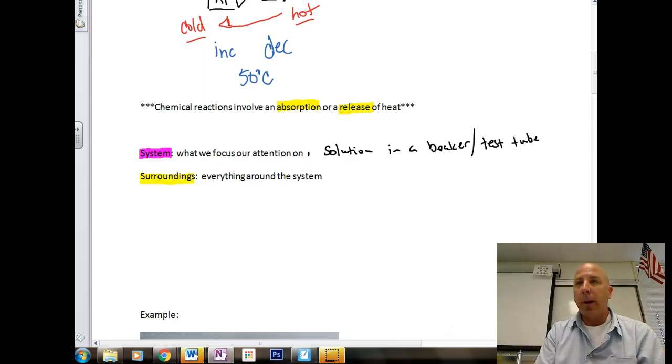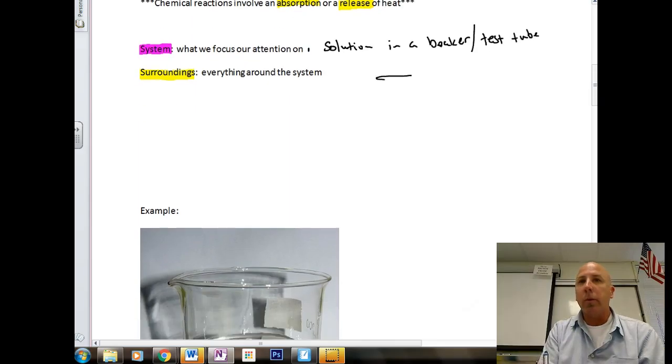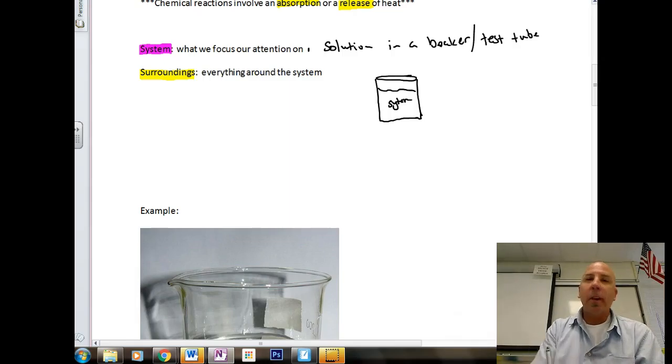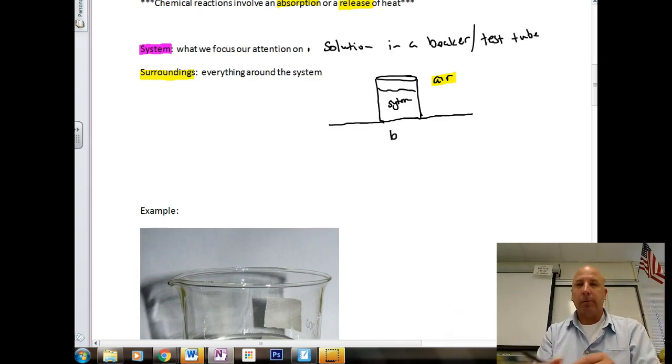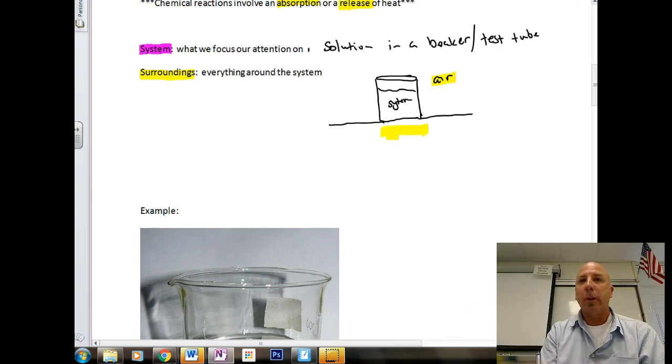So let's say, if we scroll down here a little bit, let's say we have a beaker. I'm going to draw one even though I have a picture down below of a beaker. This is going to be our system. And everything around it, the air, is going to be considered surroundings. And this beaker, of course, cannot float in midair. So let's say it's going to be sitting on a lab bench. That would also be considered our surroundings as well. So the air and the beaker, everything like that.